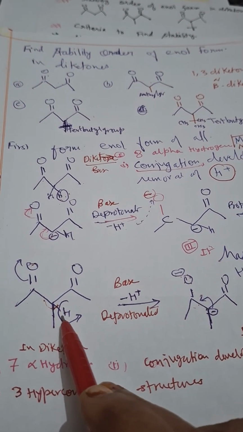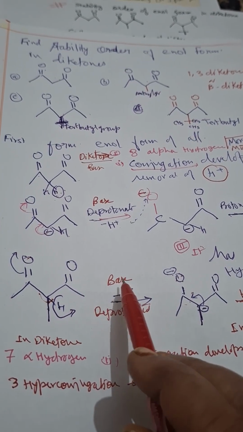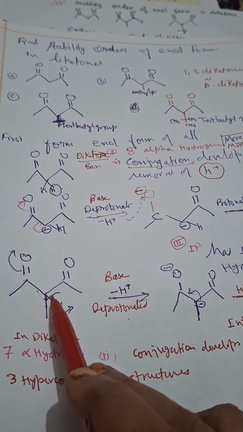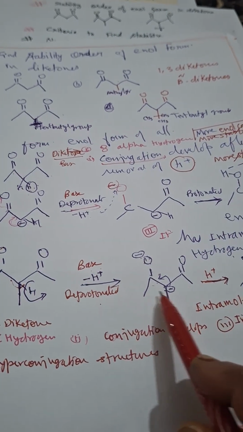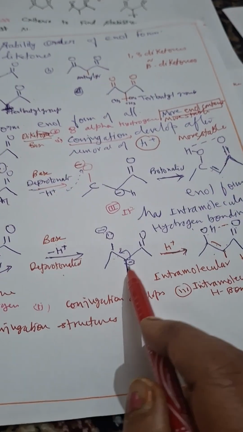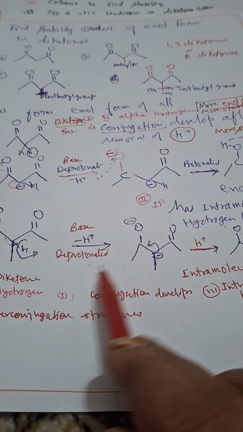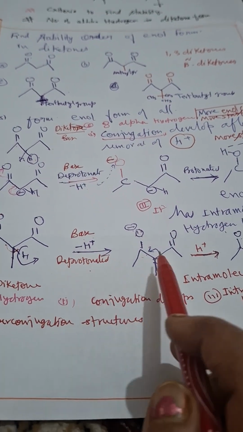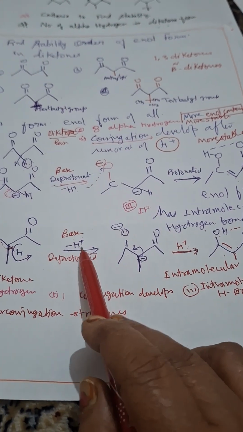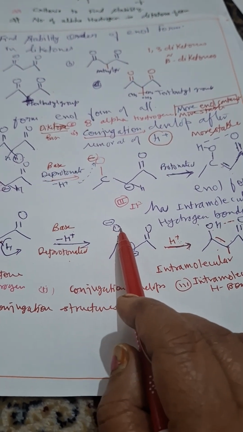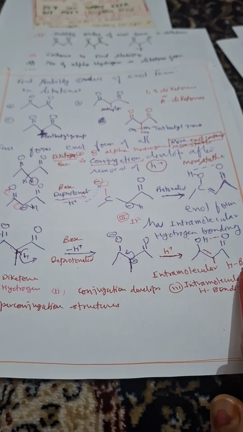So the proton is cleaved from here, deprotonation takes place with the help of base, and the bond between this carbon and hydrogen breaks and a new bond forms between this carbon and this carbon. In this way we get the enol. After the loss of this one proton, we get this double bond, and the proton which we lost is grabbed by this oxygen. So we get the enol. In this way we get keto-enol tautomerism.